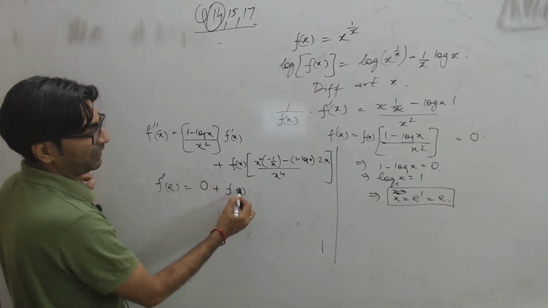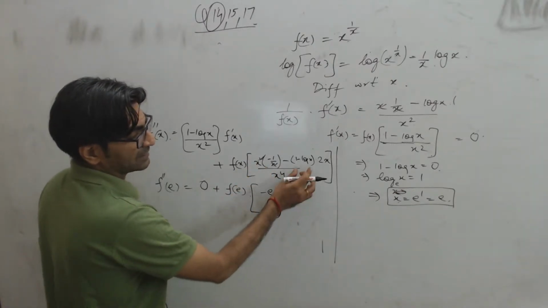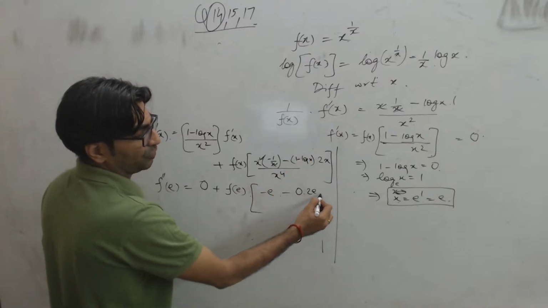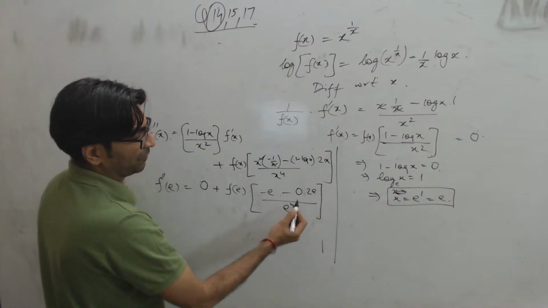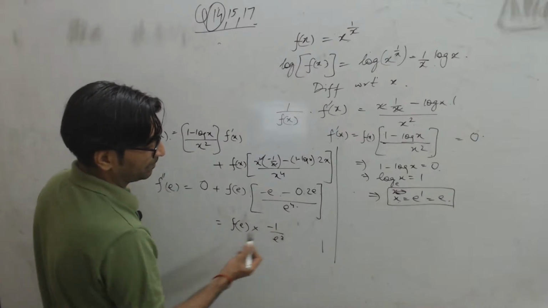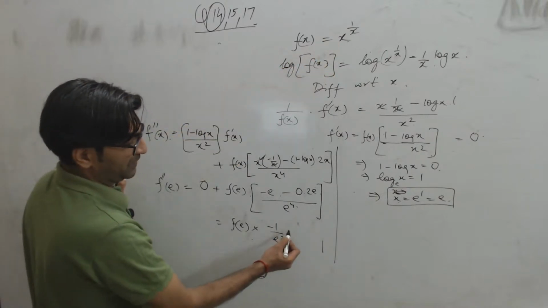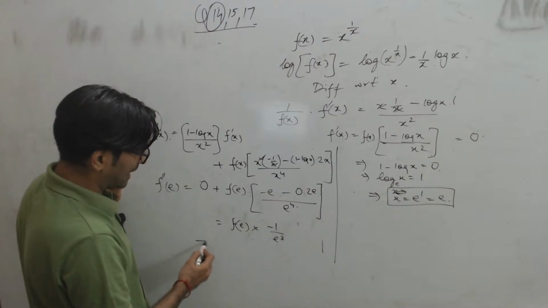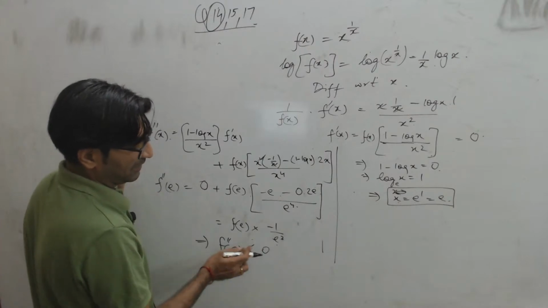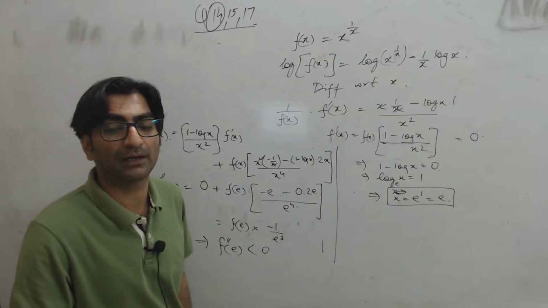Second expression becomes f of e into, this is minus x, so minus e, minus 1 minus log e. Log e is 1, so 1 minus 1 becomes 0. 0 into 2e will obviously be 0 divided by e to the power 4. So what I get is f(e) into minus 1 by e cube. f of e is positive. e is also positive, which means this second derivative, since it has a negative sign attached, f double dash at x equal to e is actually negative. So it indeed proves my point, which is that x equal to e is a point of maxima.